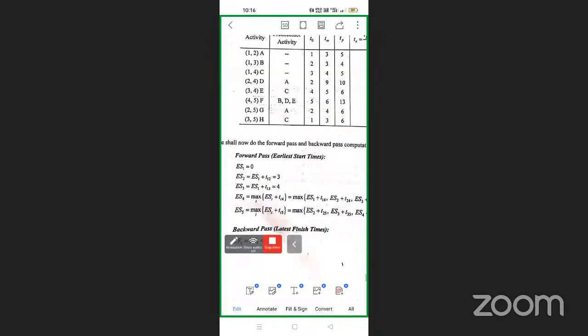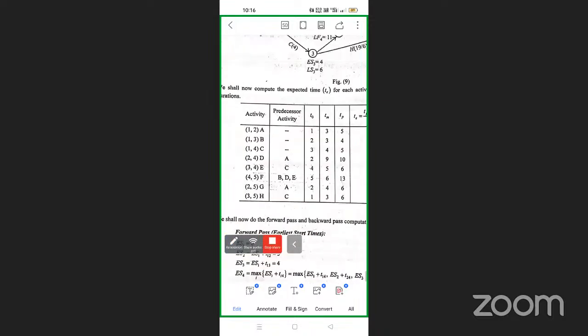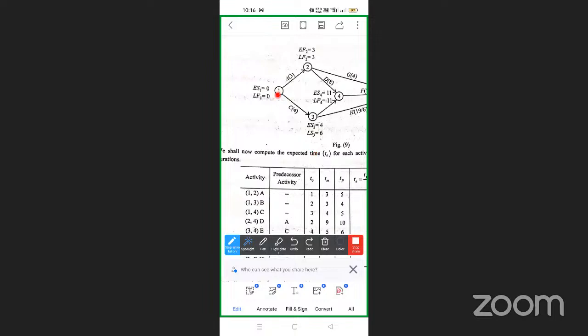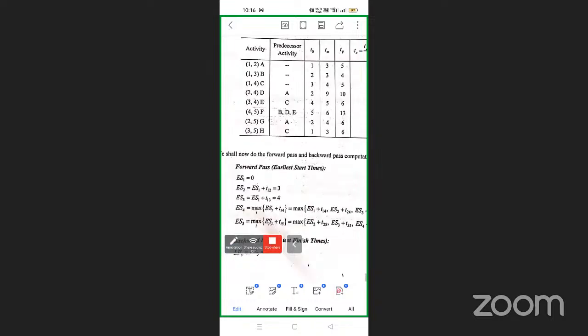Earliest starting time: the starting node is always 0, so ES1 is equal to 0. Next, the second node is connected to only a single node, that is the first node. So the formula is ES1 plus T(1,2), the distance between the two nodes. So that is 0 plus 3, which is 3.